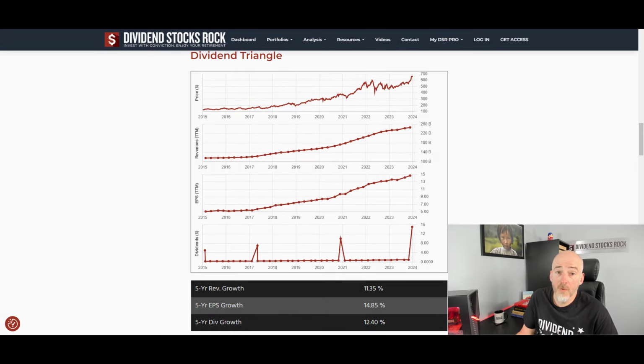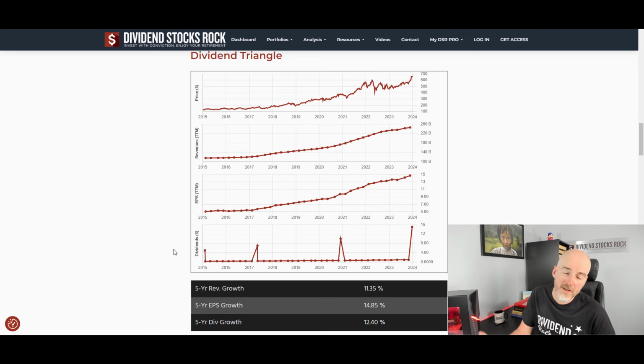All right, let's go. So now we are inside Dividend Stocks Rock. We are looking at stock cards, but the only place that we're going to look at today is the Dividend Triangle. The Dividend Triangle has 3 components. The first one is the revenue growth. The second one is the earnings per share, and the third one is the dividend growth. You also see the 5 years annualized growth rate for revenue, earnings per share, and dividend in this case.